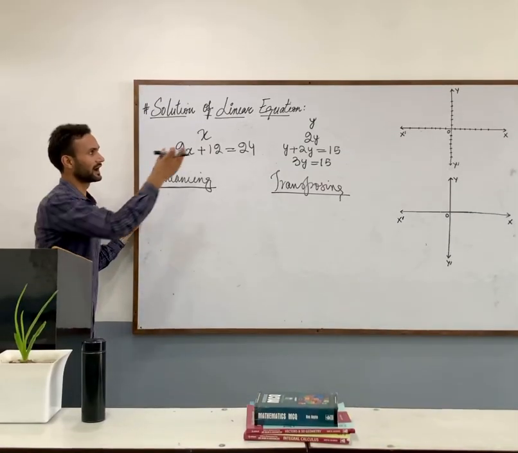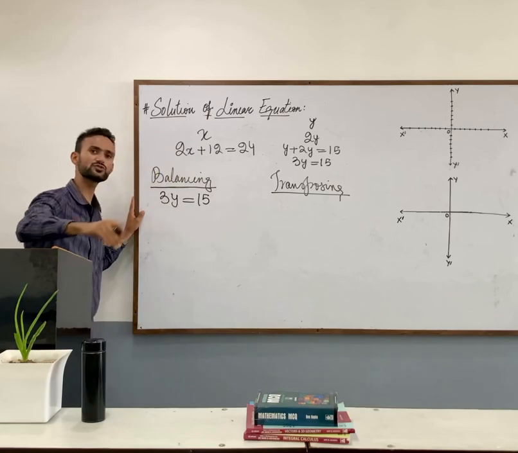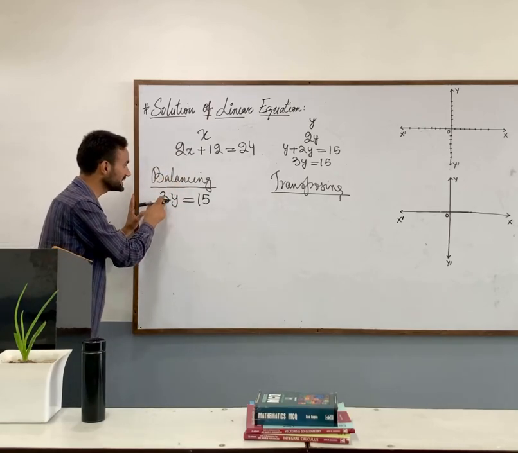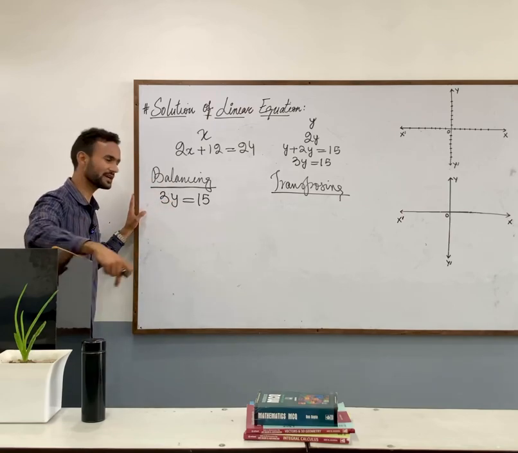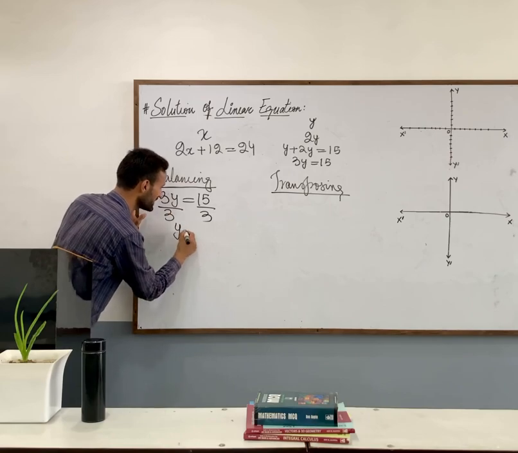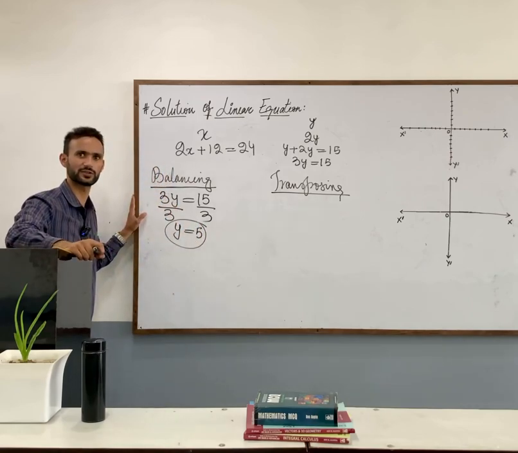If we take another example, that is 3y equals 15. If we have to find a solution by the method of balancing, what we have to do, here 3 is multiplied to this variable, right? We will divide both sides by 3. We get y equals 5. So y equals 5 is the solution of this linear equation.